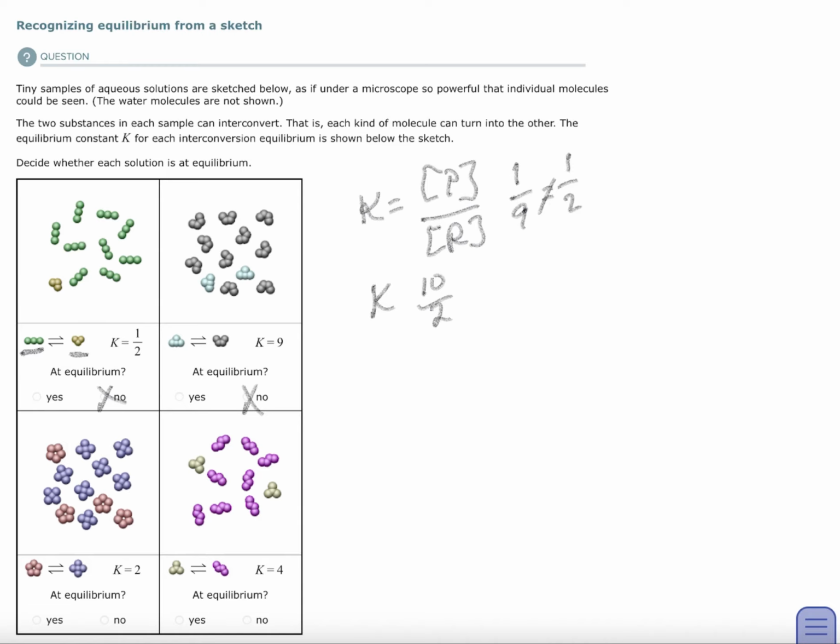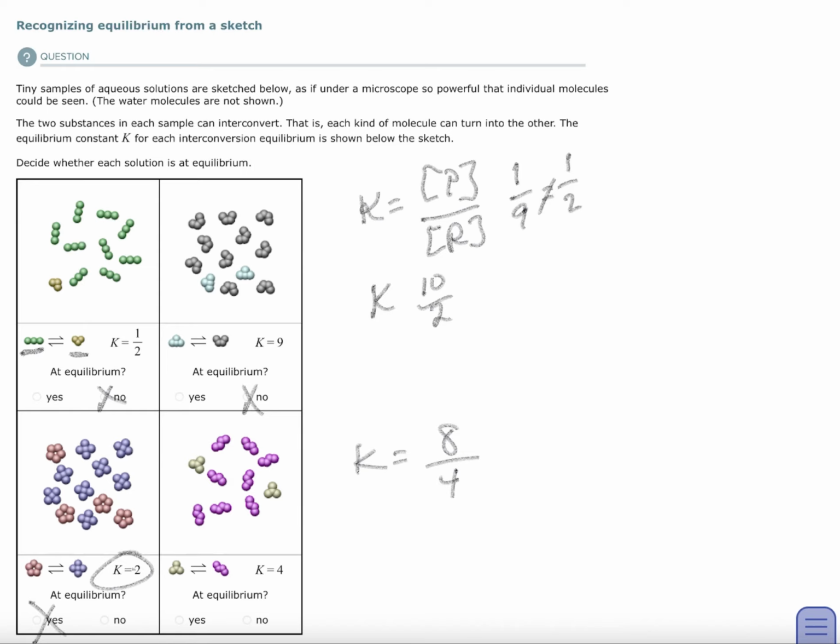The purple guys are my product. So I've got 1, 2, 3, 4, 5, 6, 7, 8. So my K equals 8 divided by 1, 2, 3, 4. 8 divided by 4 is 2. And they're saying that my K is 2. So if K is 2 and that's what I see, then this is at equilibrium. This is going to be one that happens to be at equilibrium.